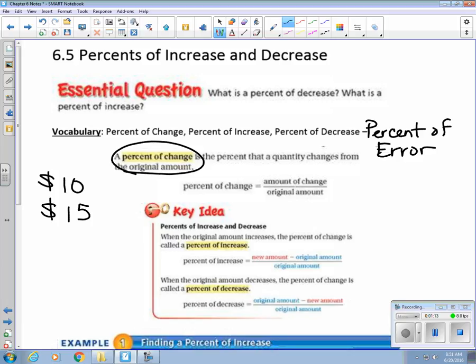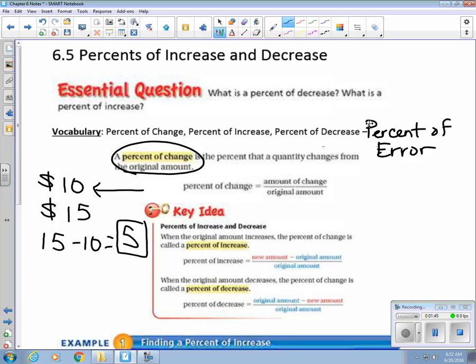So let's look at our example here. We started with $10 and we ended with $15. So how much did it change? Well, to find the change between any two numbers, we take the larger minus the smaller. So we have 15 minus 10 is equal to 5. So the amount that it changed was $5. But we're looking for the percent that it changed. So we want to know this $5, what percent of the original amount would that be worth?